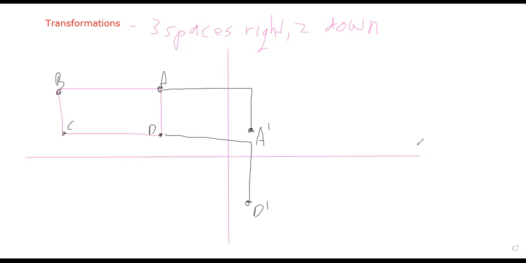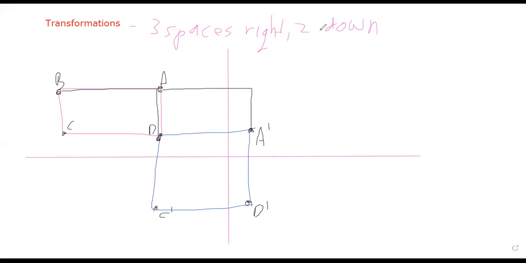Alright, and now you go to B. So B, go in 3 spaces and then 2 spaces down. So this will be B prime. And then C will be the same thing. So you go in 3 spaces and 2 spaces down. So this will be C prime. So now all you're going to do is connect the dots. So I draw over the new shape. So let's connect it together. And that'll be the entire shape, slid 3 spaces to the right and 2 spaces down.